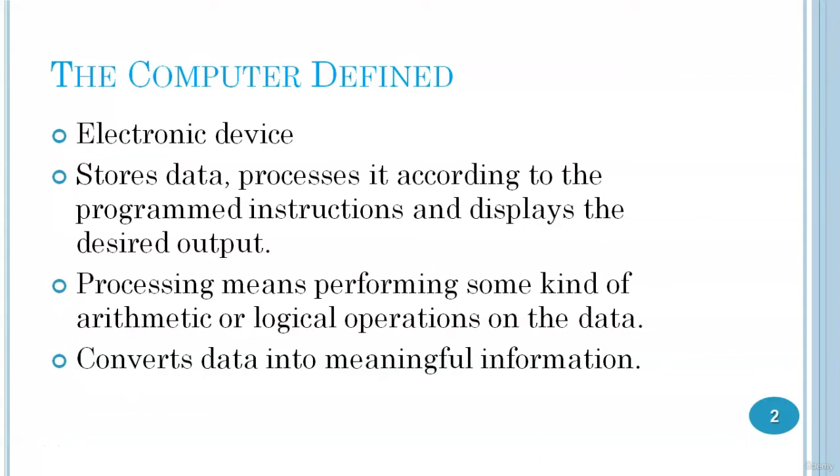Computer may be defined as an electronic device that stores data, processes the data according to a predefined set of programmed instructions, and displays the desired output. Processing means performing some kind of arithmetic or logical operations on the data.